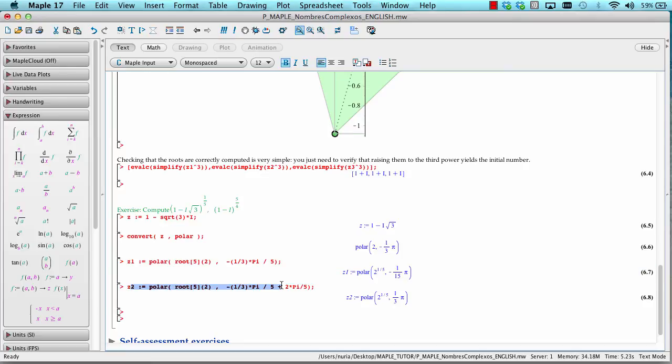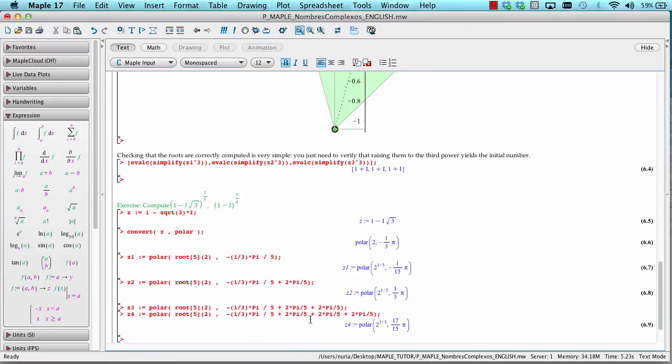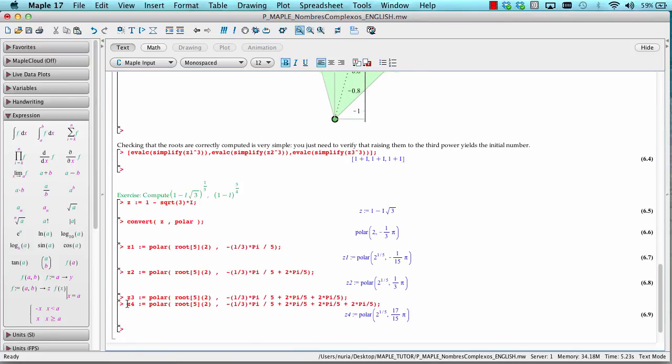And what about the third one? So we take the second one and we add again another piece of cake. You can remember this like pieces of cake. Then you will see Z4. Remember that we don't change the magnitude. We just add 2 pi divided by 5. And the last one, because we have 5 roots.